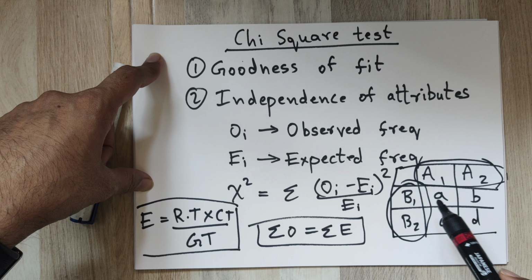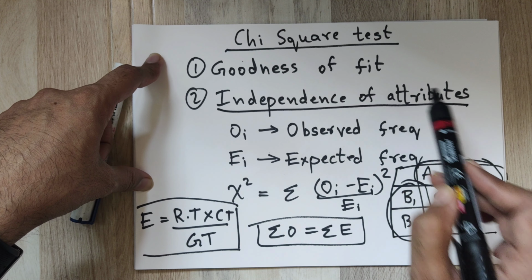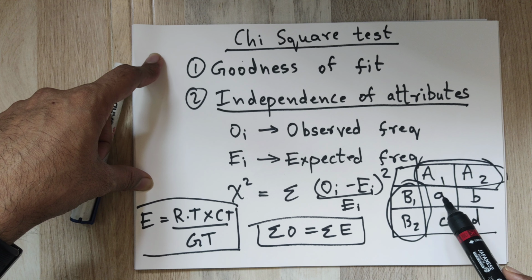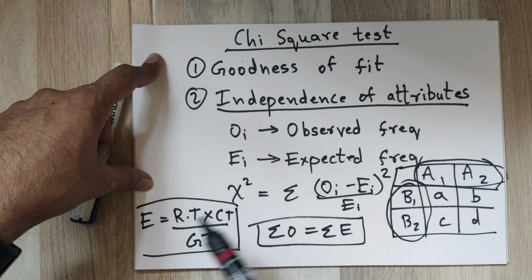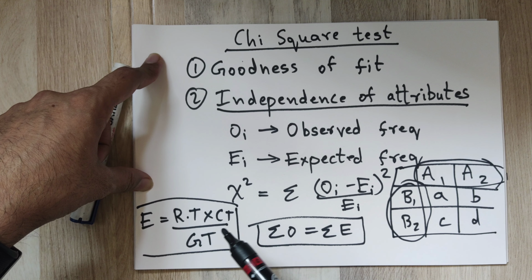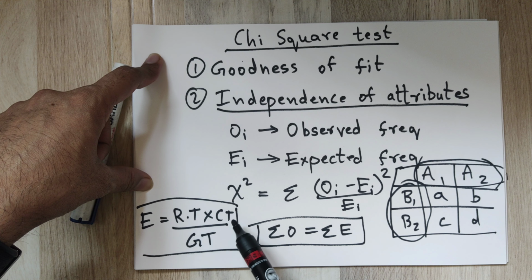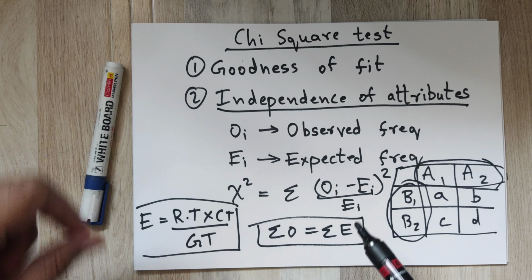So here I am doing the experiment independence of attributes. For this, when I want to test, I don't have any prior knowledge about the two attributes. Then I can calculate the expected frequency by using the formula row total into column total divided by grand total.